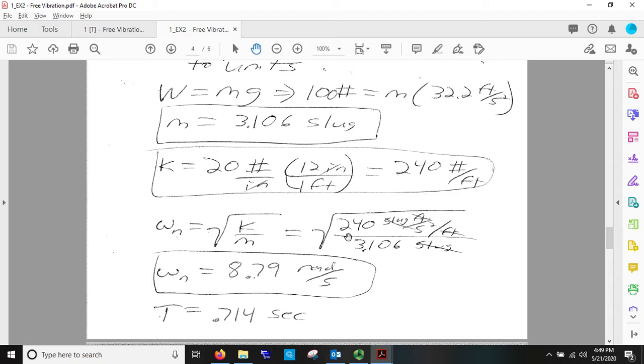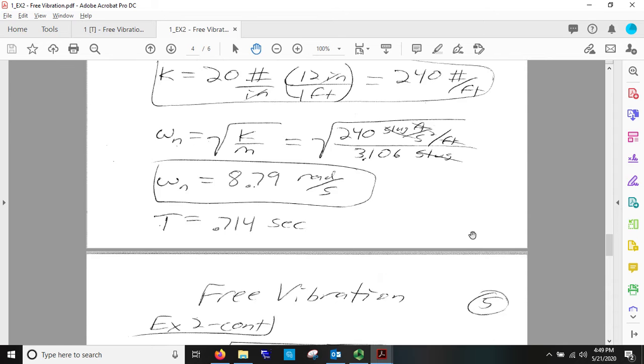So now we're going to use this 240, and it's basically going to be slug per second squared. It's going to be our new unit for k. And we're going to divide by 3.106 slugs. So now you're left with the square root of 1 over second squared. And that's similar to what we saw in the first example problem. So that's going to give us an omega n of 8.79 radians per second. So there's our natural frequency. From that, we can go ahead and calculate the period. And you should get 0.714 seconds. So go ahead and calculate that on your own. You can also calculate the frequency if you wish. That's just 1 over the period.